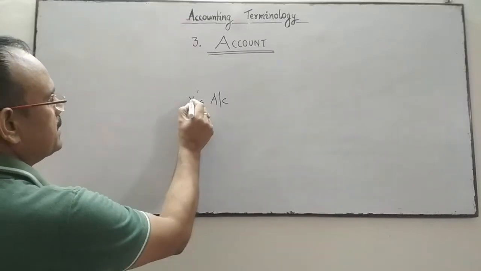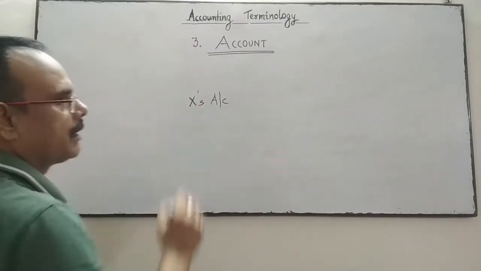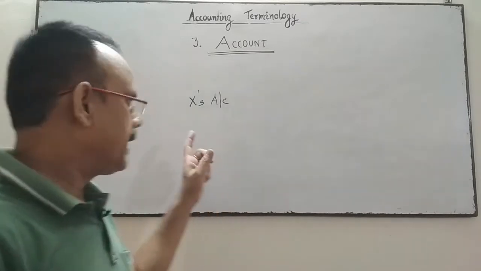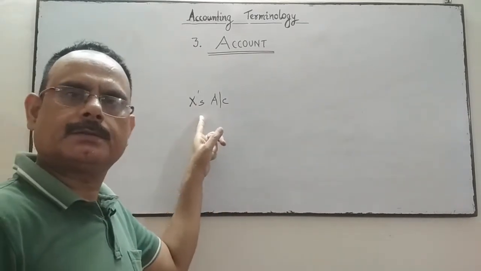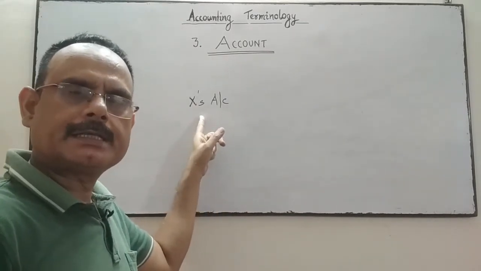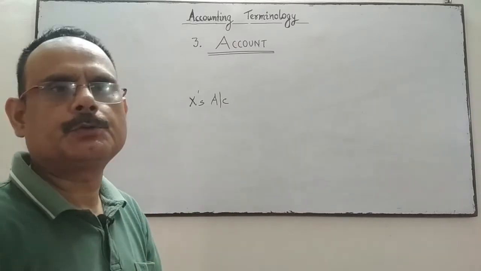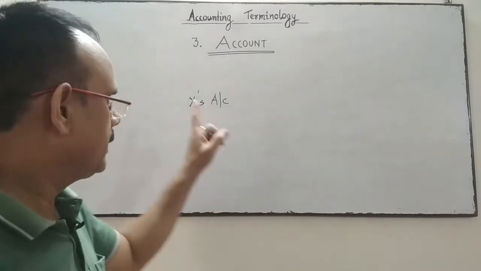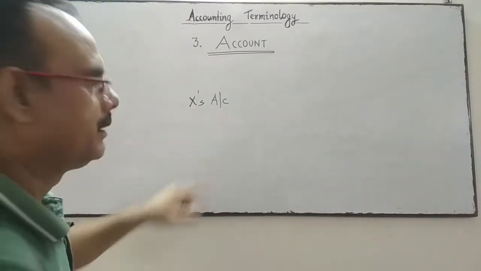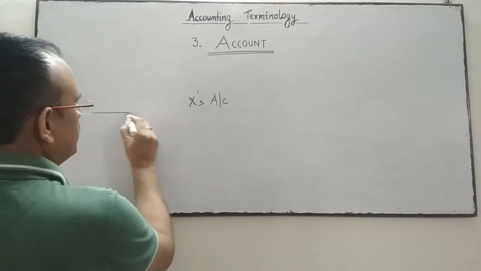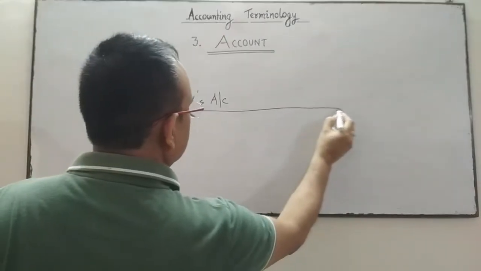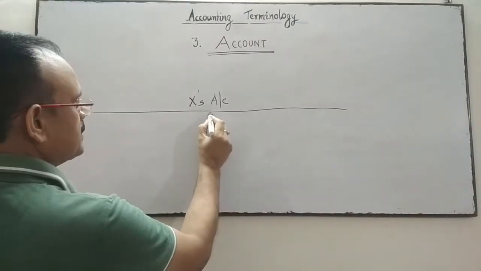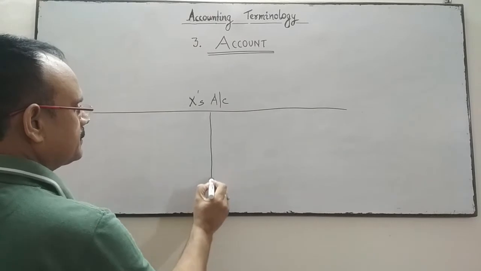So suppose X is our customer, and regarding X, all information related to X, if it is shown at one particular place, then it is called ledger, it is called account. Account of X. The format of ledger is very simple. Format of ledger, we divide the space from the center.